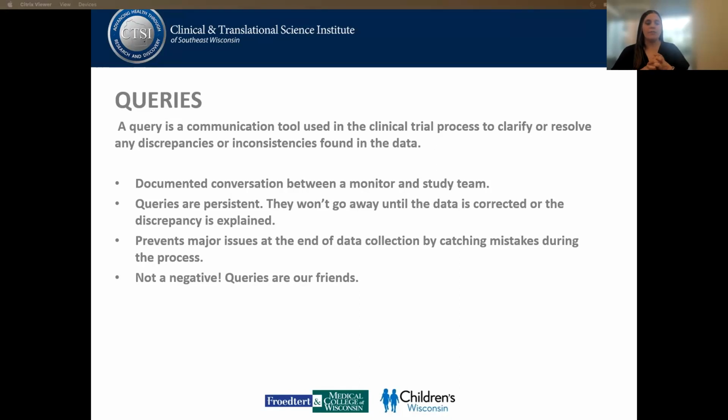It's an ongoing conversation. Queries are persistent, so they don't go away until the data is corrected or the discrepancy is explained. So say your monitor is asking you to correct something that's outside of the parameters.